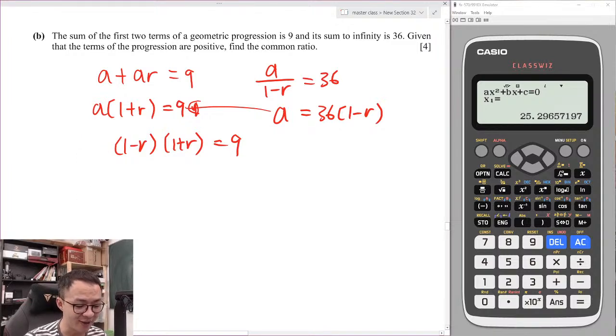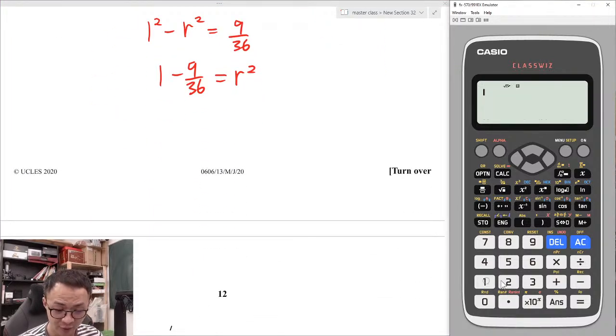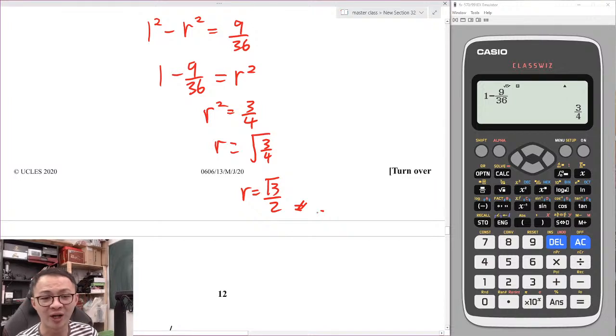Move my 36 to the other side, over 36. a plus b, a minus b is a squared minus b squared, equal to 9 over 36. Then my r squared is 1 minus 9 over 36. Use the calculator. So I will get r squared equals 3 over 4. But because they tell you the terms are positive, right? Because later you square root, normally you have positive or negative root 3 over 4. But because the terms are positive here, you will only take the positive value. Normally I will simplify the bottom, it is root 3 over 2. We only want the positive value here.